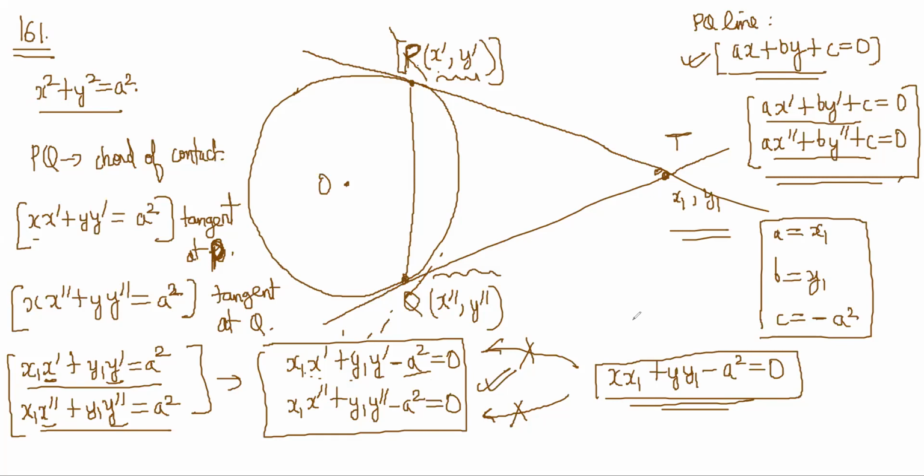Now notice that there is something special about this PQ equation. This looks like a tangent equation, no? It looks like a tangent equation to some circle at a point x1, y1. But obviously, this is not a real tangent equation, because the point is outside the circle. So we'll try to understand what this really means.